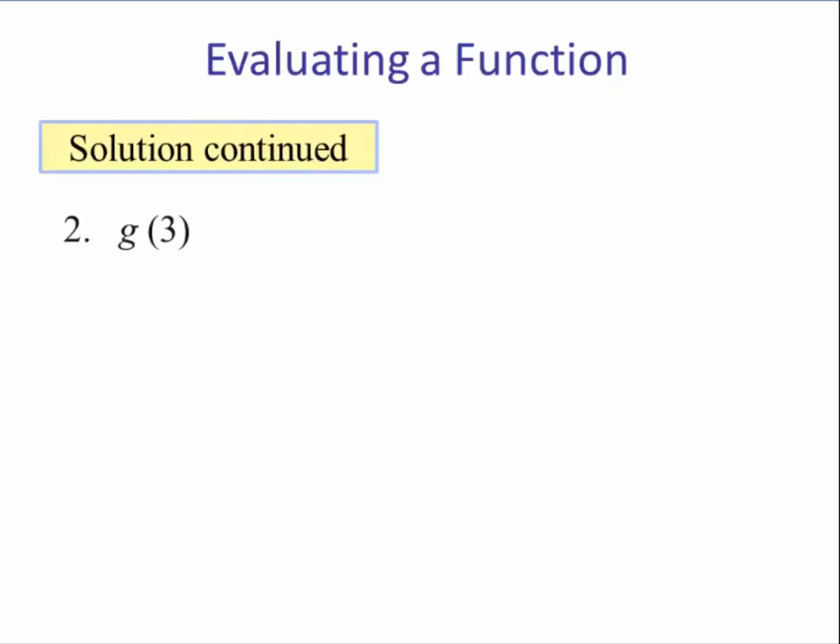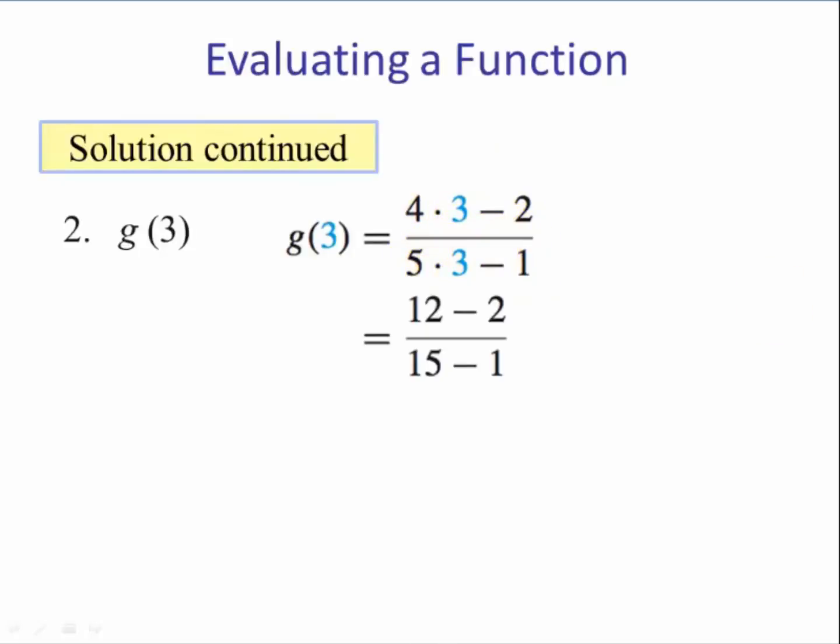Number 2, g of 3. Everywhere we see an x, we substitute in a 3. We have to evaluate this expression and this expression before we divide. So we have 12 minus 2, which is 10, over 14. And of course we need to reduce, and we get 5/7. So g of 3 equals 5/7.